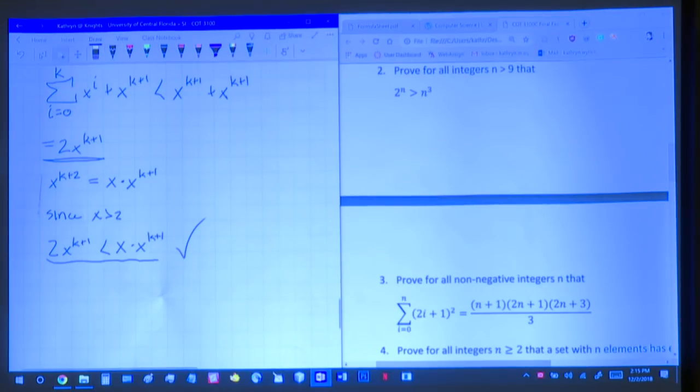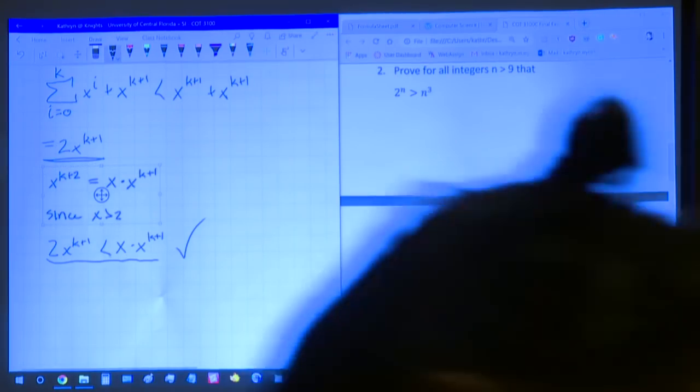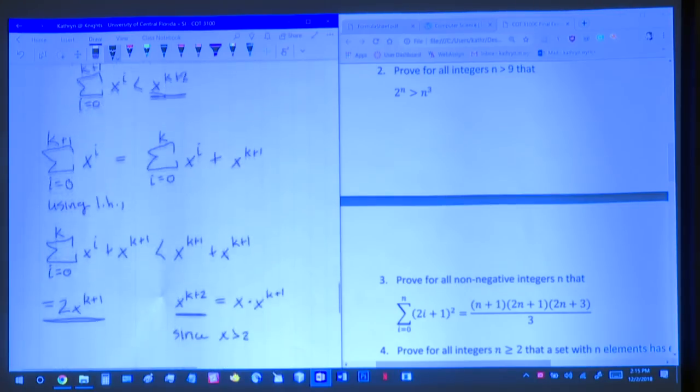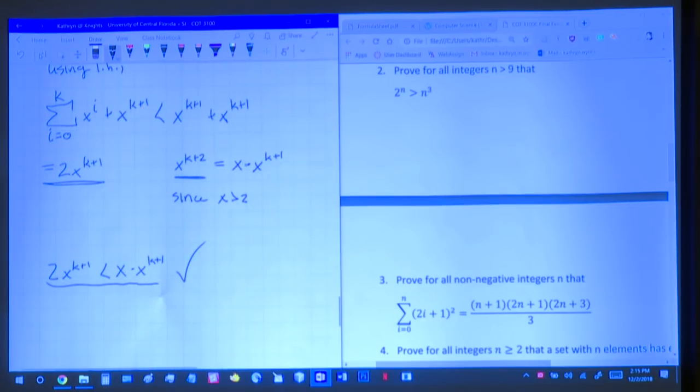So x to the k plus 1 times x to the k plus 1 isn't greater than x times x to the k plus 1? This is just 2 times x to the k plus 1. And then this is just x times x to the k plus 1, because we took this from the right-hand side up here, and we just took an x off.